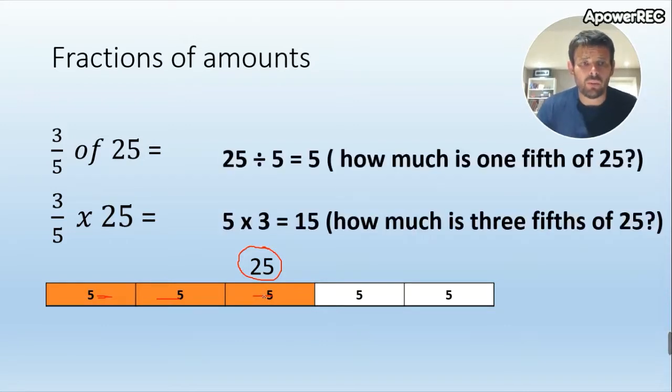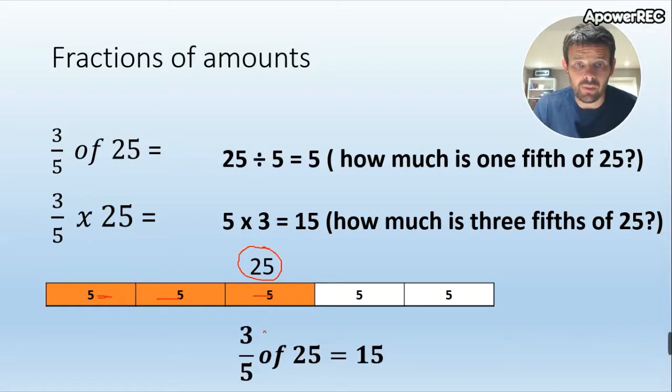So, if we're finding 3/5 of 25, we are dividing our 25 by 5 because that's our denominator, and then we're multiplying our answer by 3 because that's how many of those we have. 25 divided by 5 gives us 5. That's how much 1/5 is worth, and we want 3/5, so we've done 3 lots of 5. So 3/5 of 25 is 15. 25 divided by 5 is 5. 5 times 3 is 15.